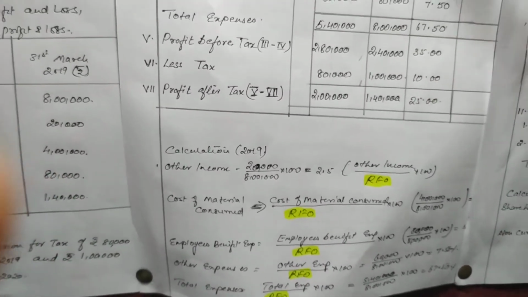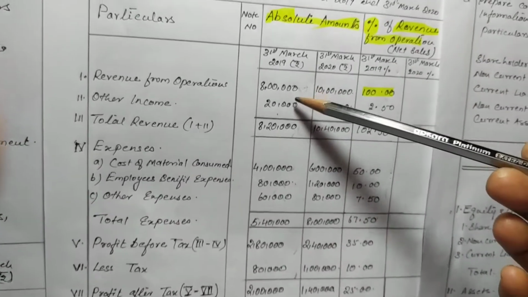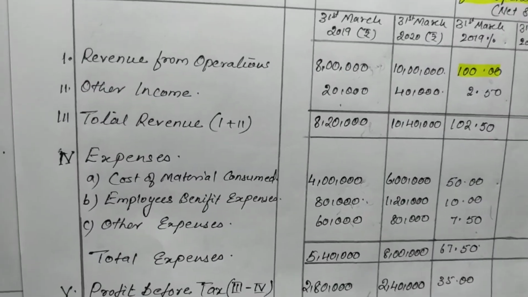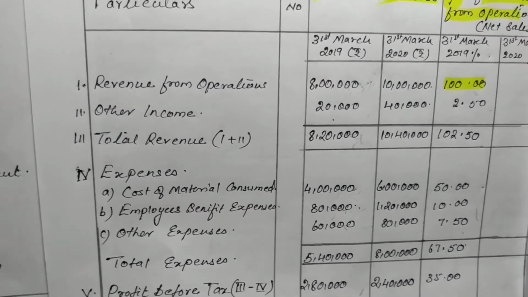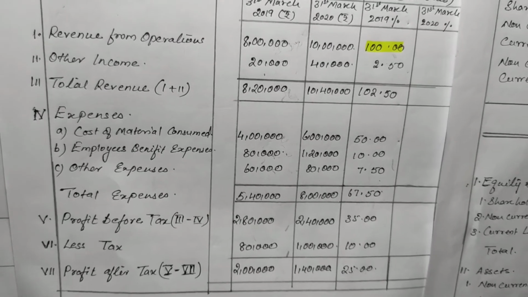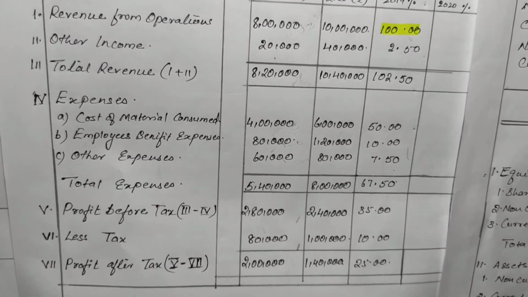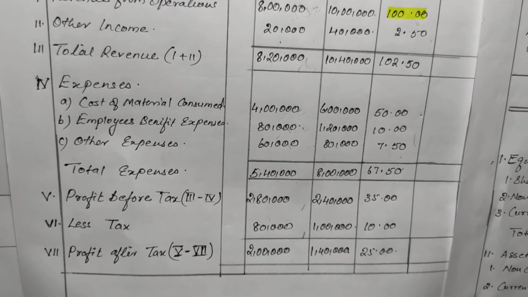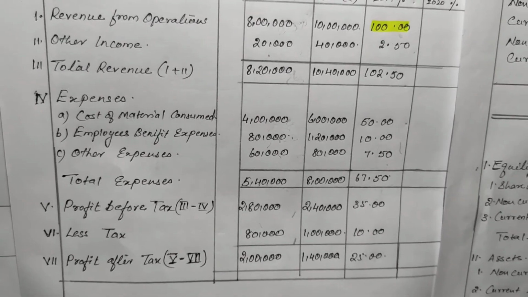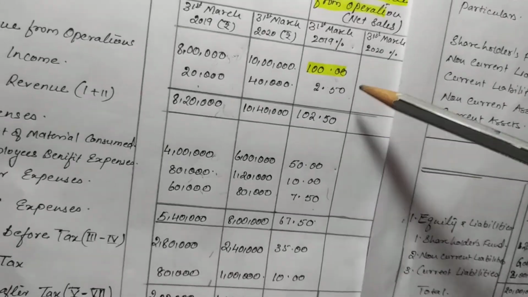Okay, so if you are calculating the percentage for the previous year, you will take the previous year's revenue from operation as a base. So here what was our base? 8 lakh was our base, and with this 8 lakh we had calculated. Okay, other income divided by revenue from operation into 100, then same, total revenue upon revenue from operation into 100. Same way, each and every expense was divided by revenue from operation and multiplied by 100 to get the percentage. Okay, so here I had done it for the previous year.